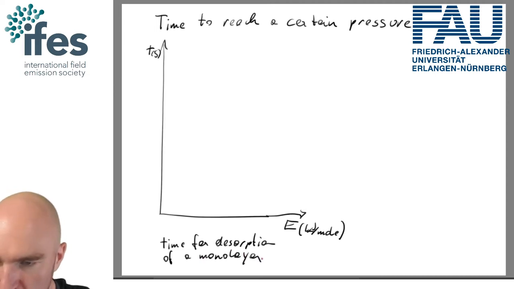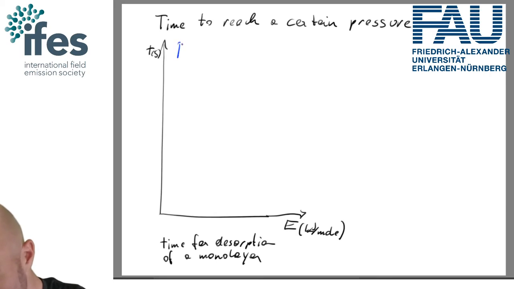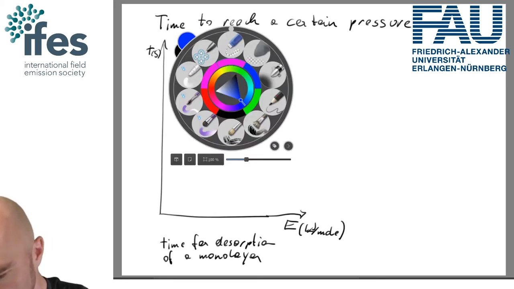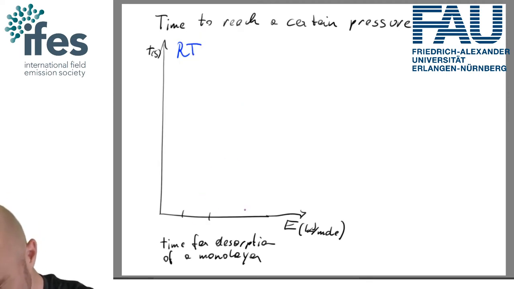Okay. And if we look at that, then it will depend on the temperature, obviously, and it will depend on the kind of pressure we want to reach. Okay, and so the first thing here is this is for room temperature. Okay, and if we are at room temperature, then we might be at 80, 120, 160, 200.